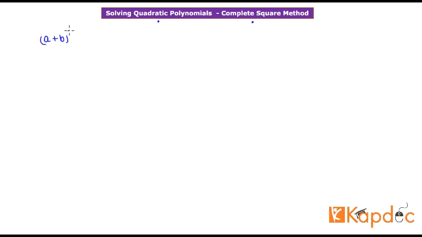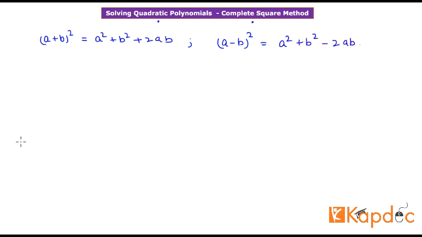One of them is (a + b) whole square is equal to a square plus b square plus 2ab. We have learned about this in the past, and the other standard identity is (a − b) whole square is equal to a square plus b square minus 2ab.